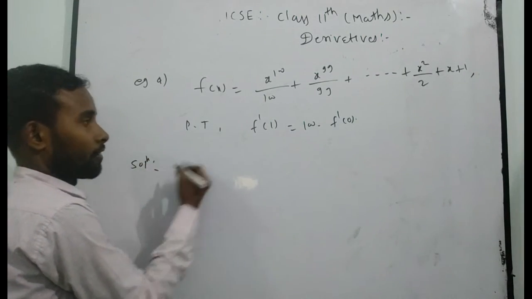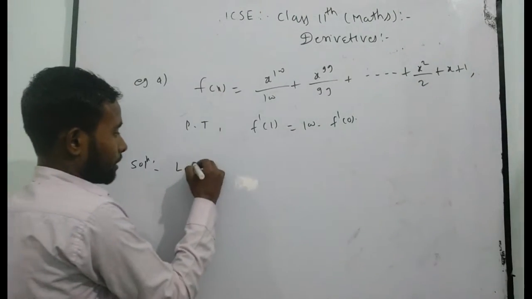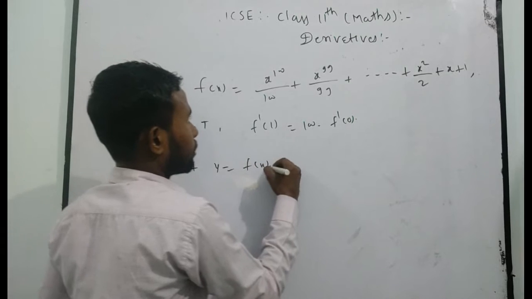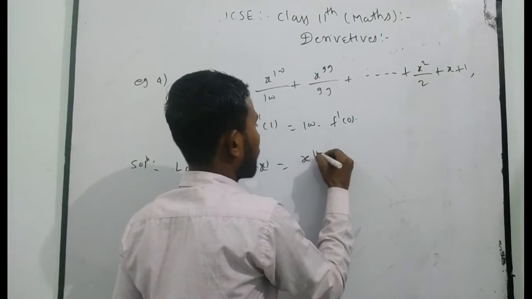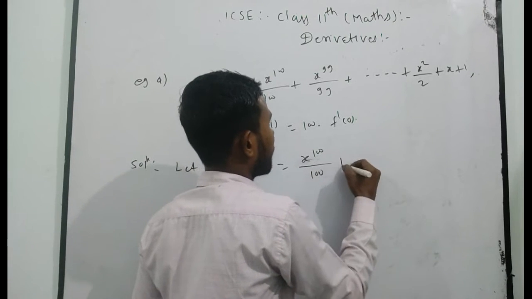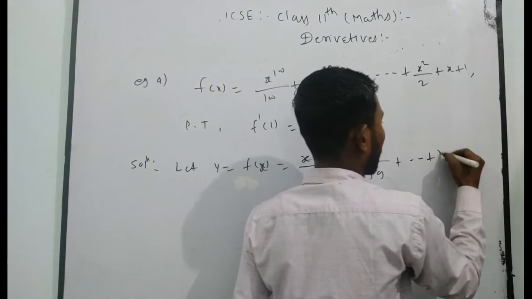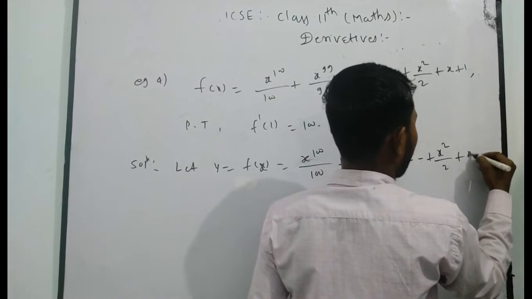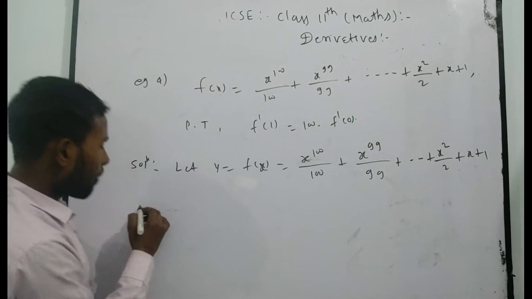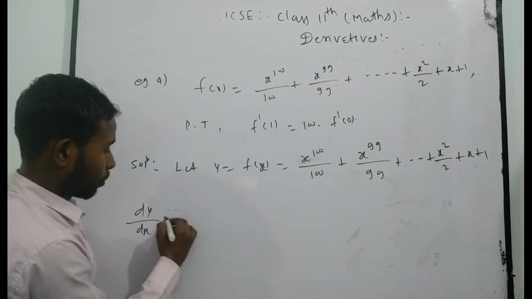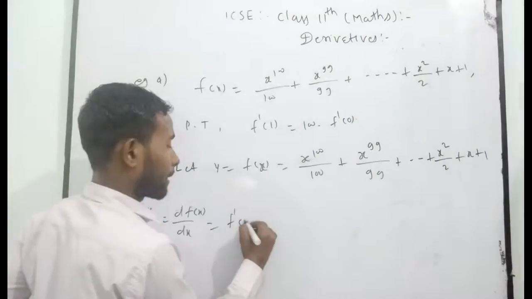First we have to differentiate. How can we differentiate? Simply write, let y = f(x) = x^100/100 + x^99/99 + ... + x²/2 + x + 1. So dy/dx, which will be df(x)/dx.